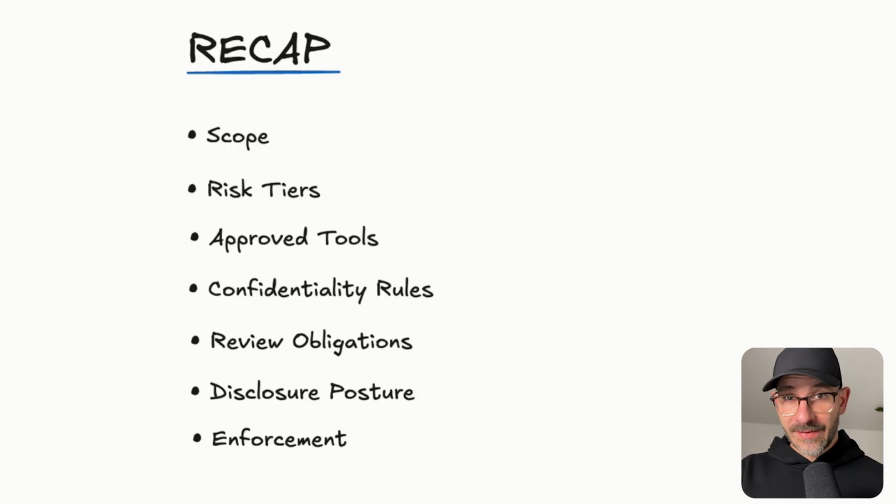Okay, thanks for sticking till the end. Quick recap. So what are the 7 building blocks that your AI policy needs? Number 1, scope. What counts as AI use? Second, risk tiers. What's green, yellow, red? Third, approved tools and the boundaries around them. Fourth, confidentiality rules. What never goes in. Fifth, review obligations. Who signs off before anything leaves the firm? Sixth, disclosure posture. When clients are told. And seventh, enforcement. Training, attestation, and logs to prove it.